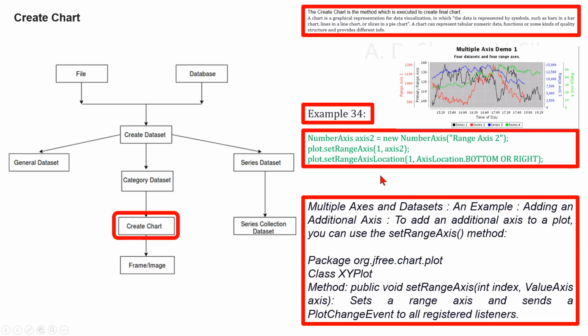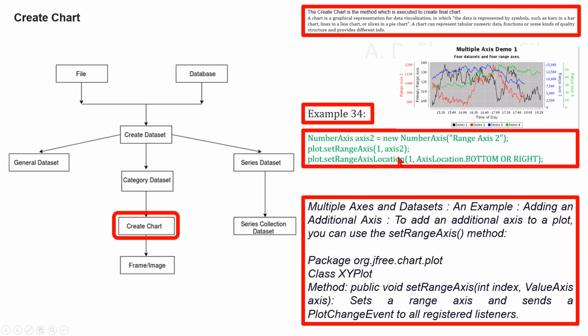Now we are considering adding an additional axis, in an example in multiple axis and datasets. To add an additional axis to a plot, you can use the setRangeAxis method. The method public void setRangeAxis(int index, ValueAxis axis) in class XYPlot, in package org.jfree.chart.plot, sets a range axis and sends a plot change event to all registered listeners.